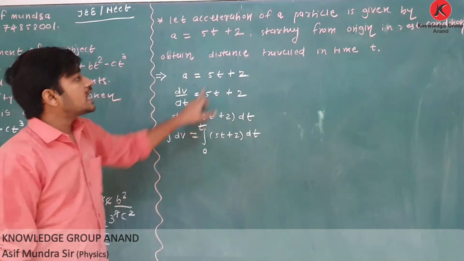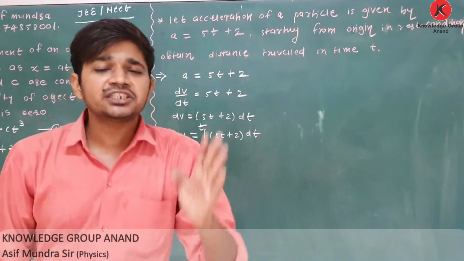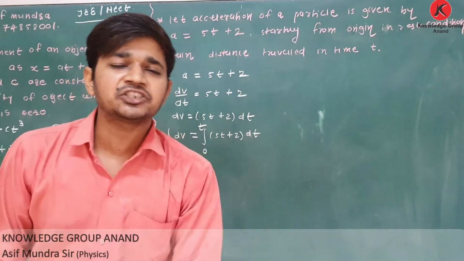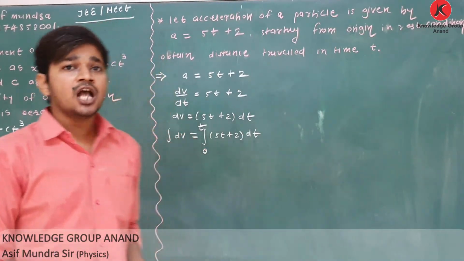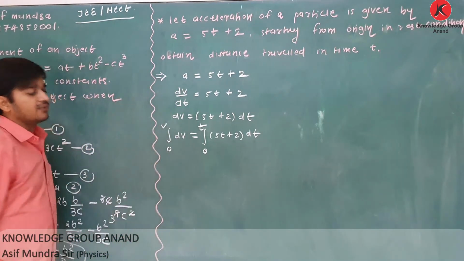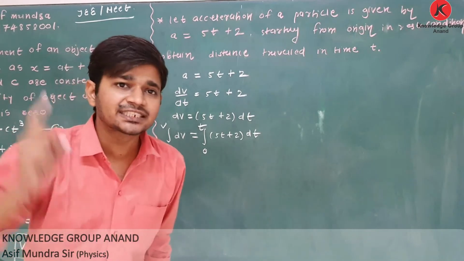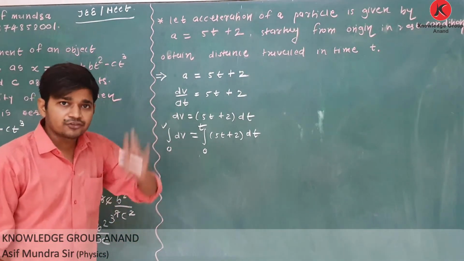Okay. Now, what is limit of v? Velocity. See, starting from origin, from rest condition. Initially, object is in rest condition, so its initial velocity is 0. And the final velocity is v. Okay, so that is the limit.